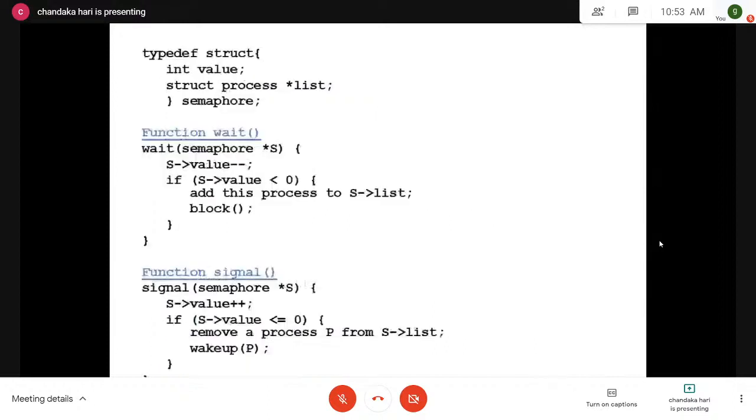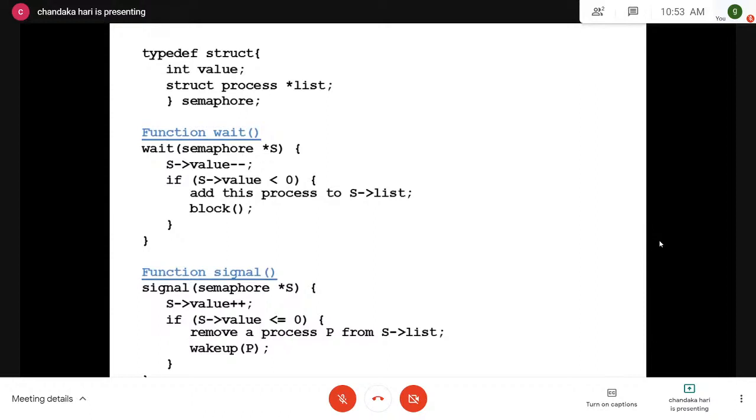Now we are going to see how to implement this piece of code. I am defining a structure with a value and the list of processes waiting for this particular semaphore variable. I haven't defined it as a semaphore yet. Now the wait is implemented like this.